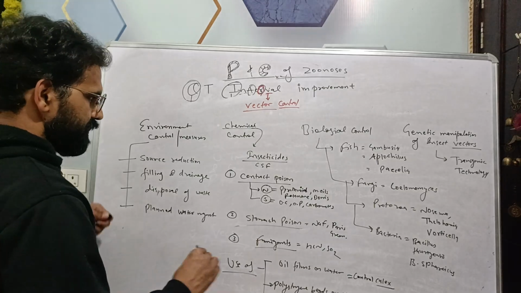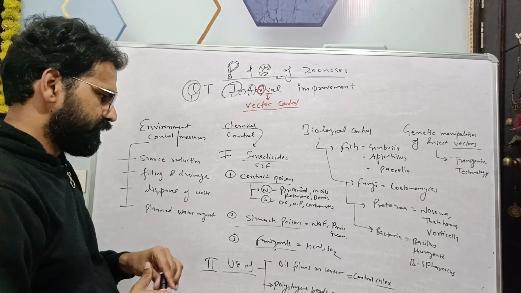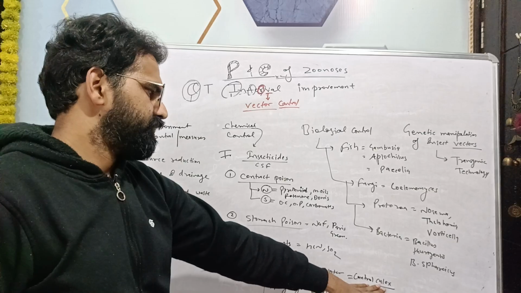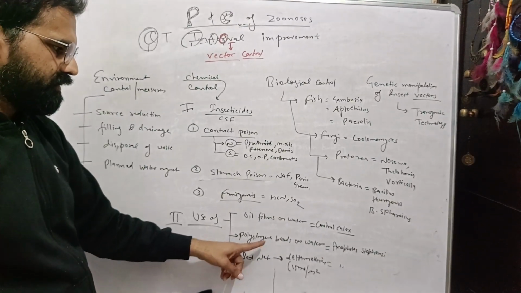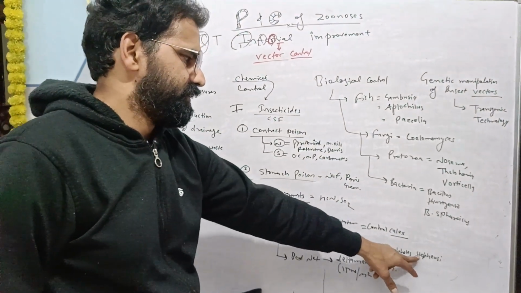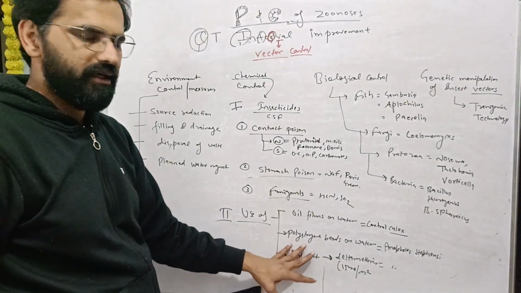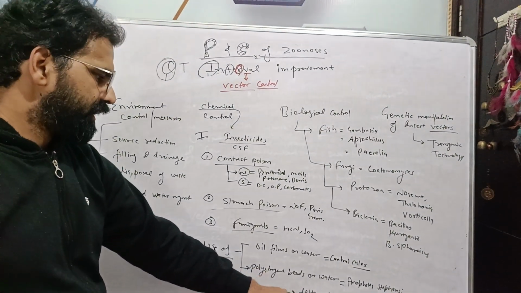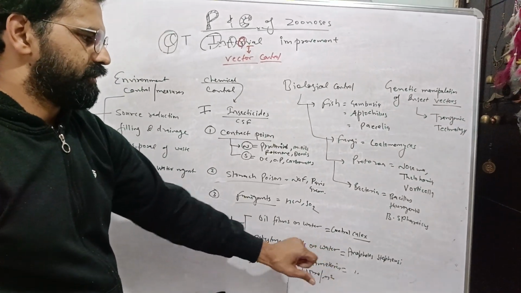Other methods: use of oil films on water to control Culex, which transmits filariasis in humans. Use of polystyrene beads on the water surface to control Anopheles stephensi. And in China there are bed nets impregnated with the insecticide deltamethrin at the rate of 15 mg per square meter to control mosquitoes.